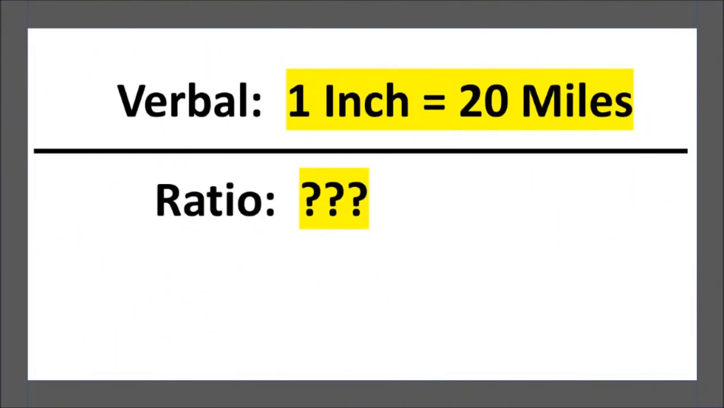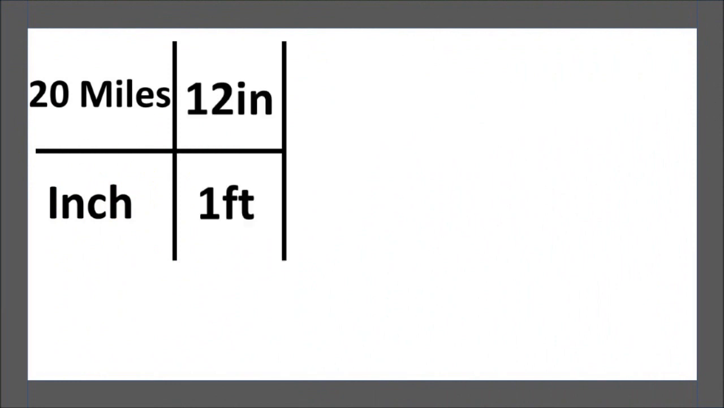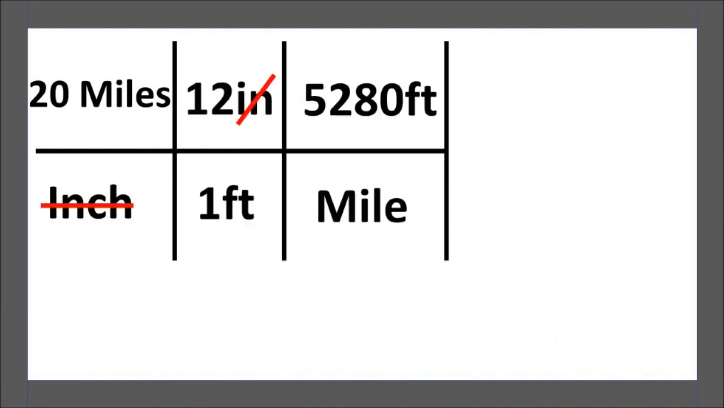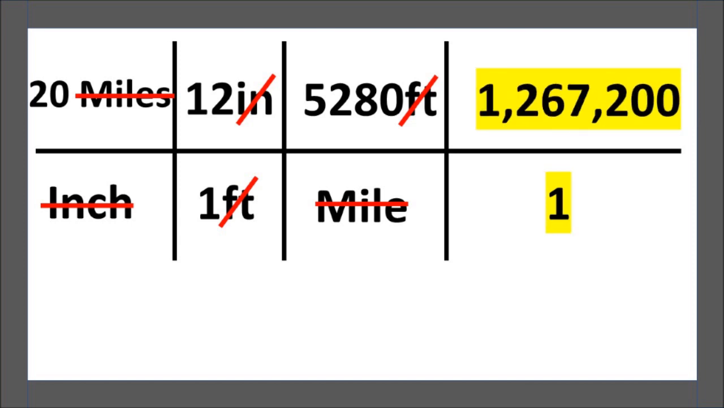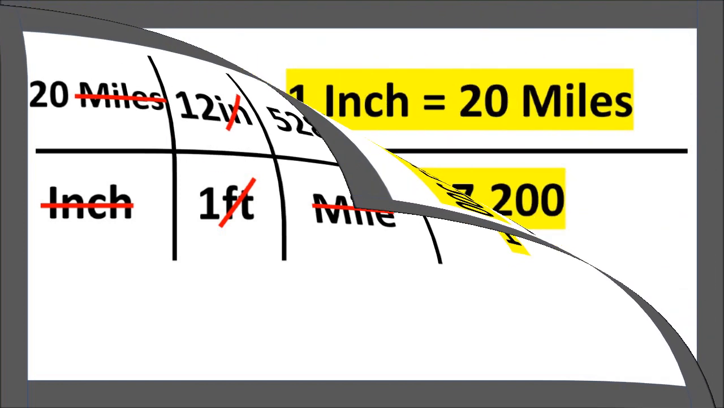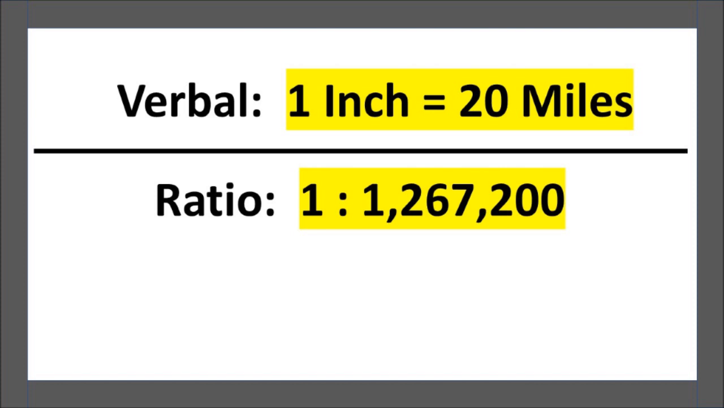Let's try it again. Let's say 1 inch is equal to 20 miles. What is that in ratio form? And I think y'all might get the hang of it, so we're going to go through this one a little bit faster. And we multiply across the top. So here we have 1,267,200 to 1. So we go ahead and plug that in. And here we go from verbal to ratio.